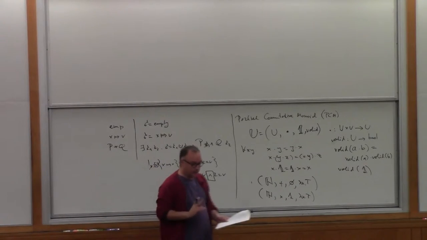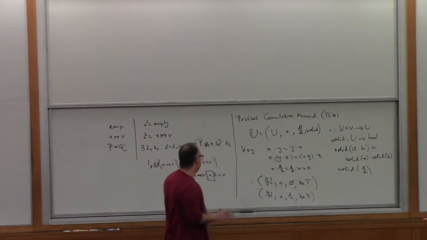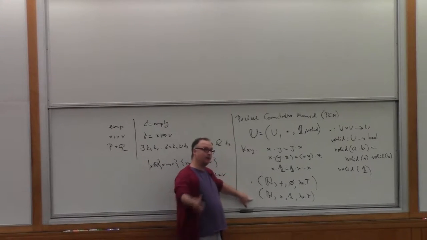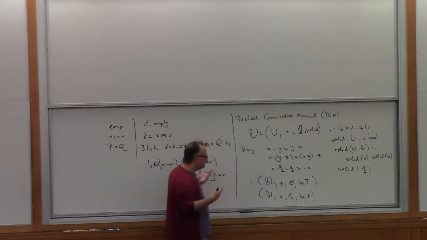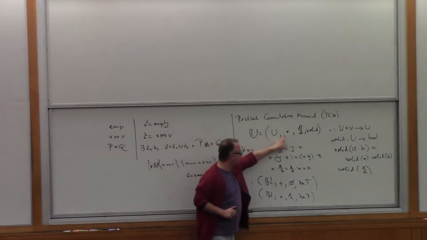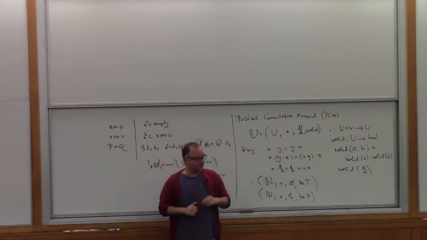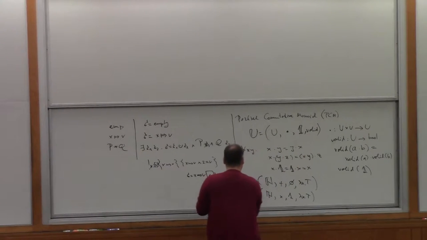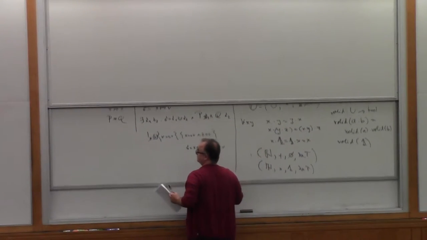So the important point to emphasize again is that instead of heaps, you can work with these as well. And all the inference rules of separation logic still hold, the frame rule and so on. But instead of star, you use the join operation of the PCM. Okay, so with that out of the way, let's switch to concurrency.